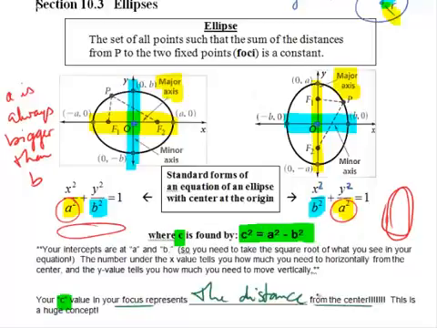Now, parabolas had one focus. Ellipses actually have two. So these guys out here are focus points. And again here. You'll notice that the focus points always run along the major axis.